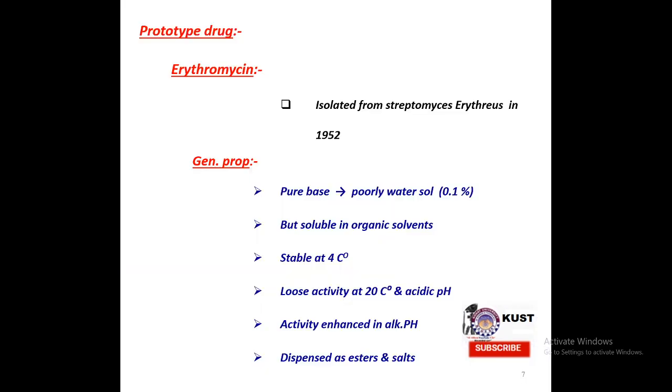Basically, the first macrolide was erythromycin. Erythromycin is isolated from Streptomyces erythreus, which is a natural source. Other than erythromycin, drugs like clarithromycin and azithromycin are all semi-synthetic. The general properties of erythromycin, the prototype drug: it is a pure base, poorly water soluble but soluble in organic solvents. It is stable at 4 degrees centigrade and loses activity in acidic pH or at 20 degrees centigrade. Activity is enhanced in alkaline pH. It is dispensed as esters or salts, which we will discuss later.